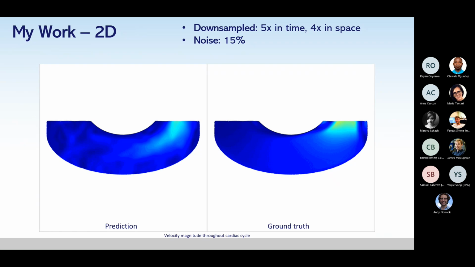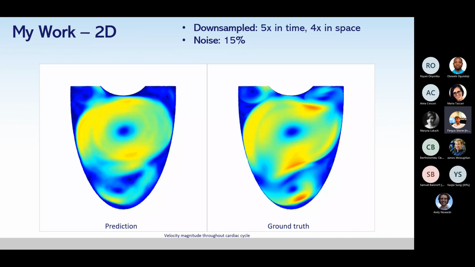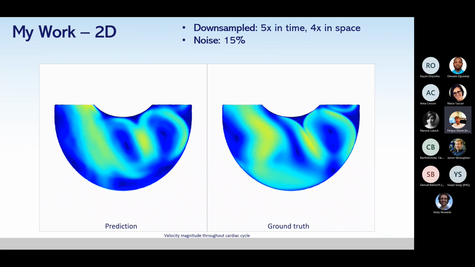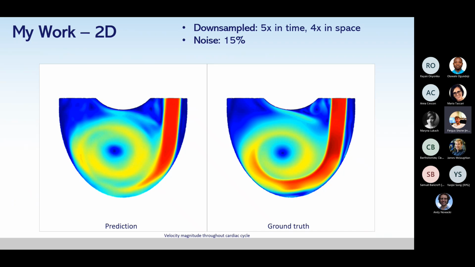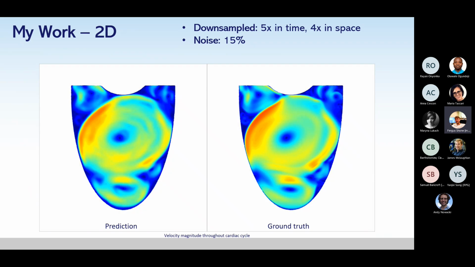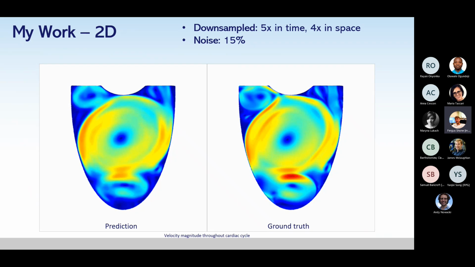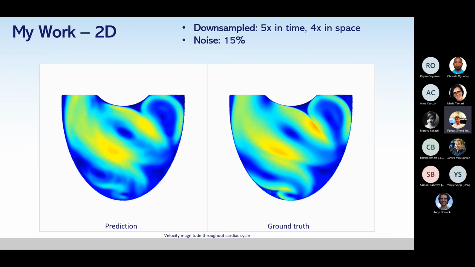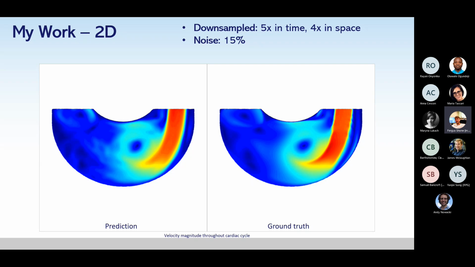And it's just a quick animation of my predictions side by side with the ground truth. So decent qualitative agreement. There are slight flickers of the jet in diastole, but it is quite an extreme downsampling rate in time. So I probably wouldn't need to do it this much with real data.